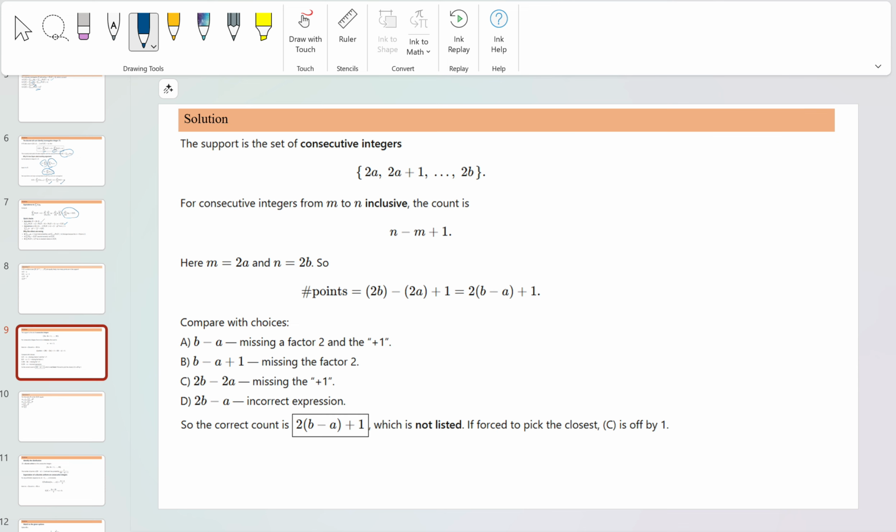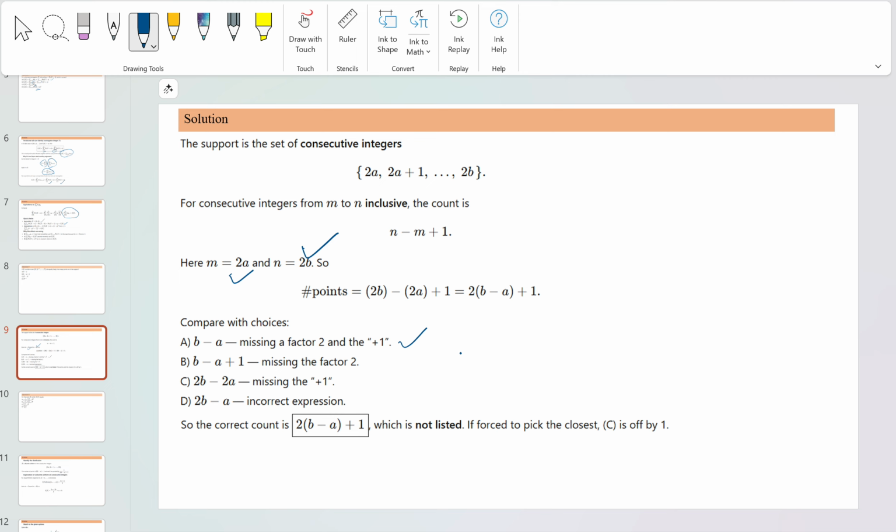Okay. So when you say that this is a set of consecutive integers, that is 2a, 2a plus 1, dot dot dot, and 2b. From consecutive integers from m to n inclusive, the count is n minus m plus 1. So here m is equal to 2a and n is equal to 2b. So the count will be equal to 2b minus 2a plus 1. And that is 2 to the 2b minus a plus 1.